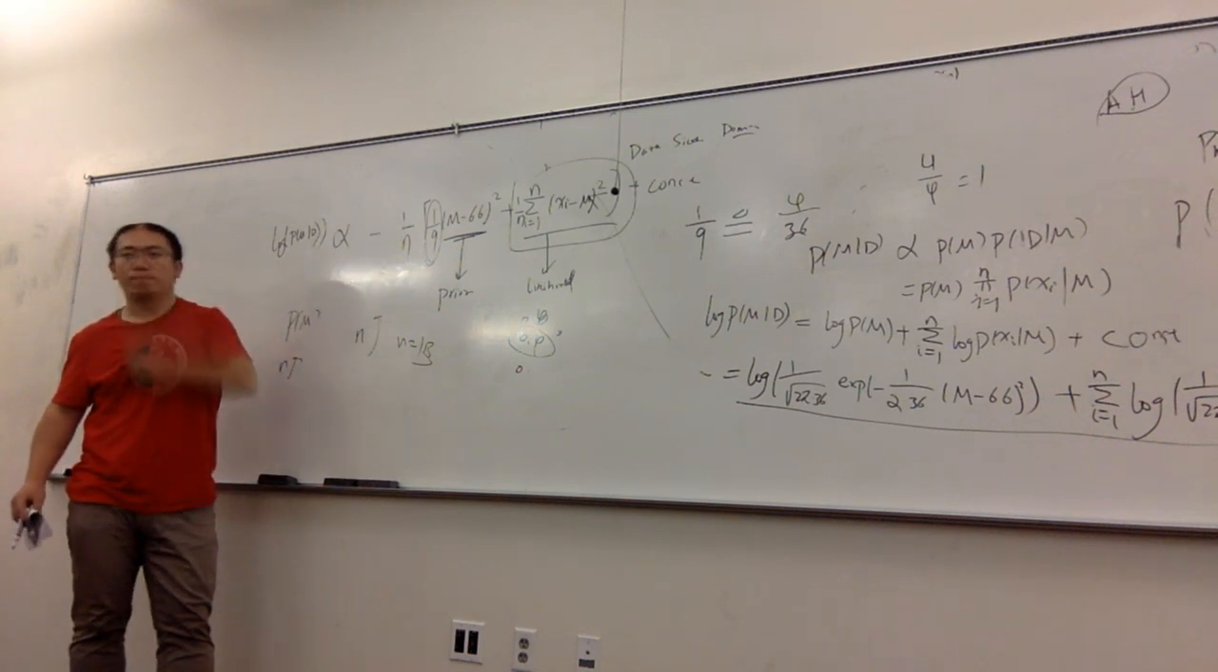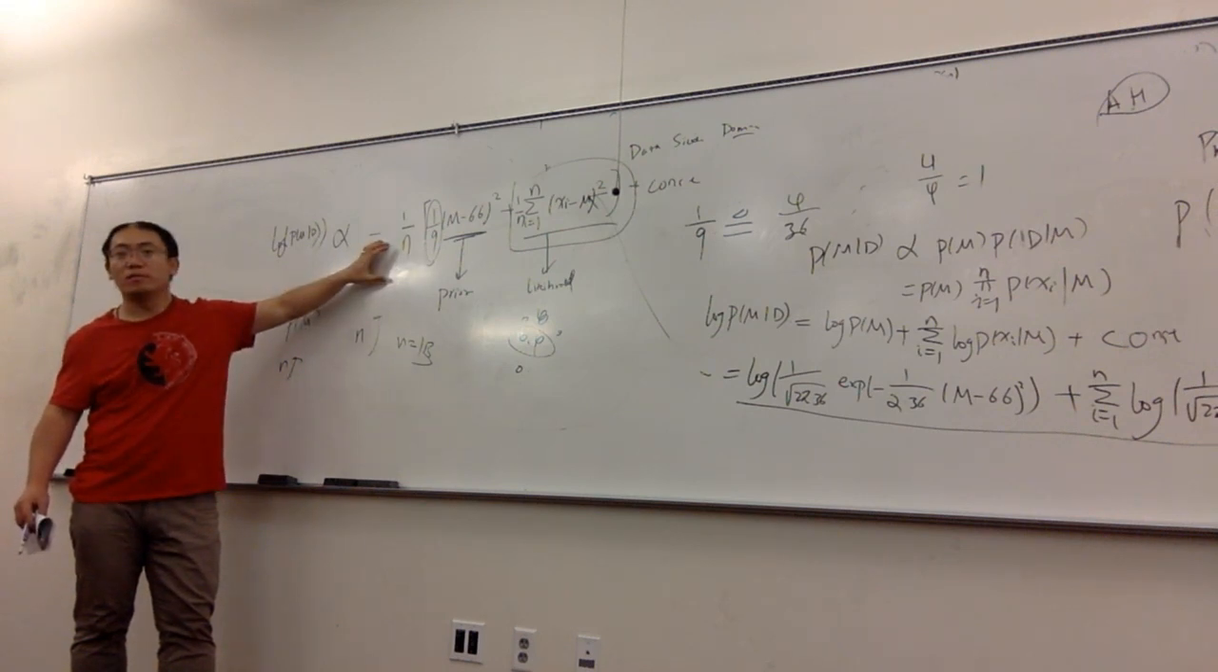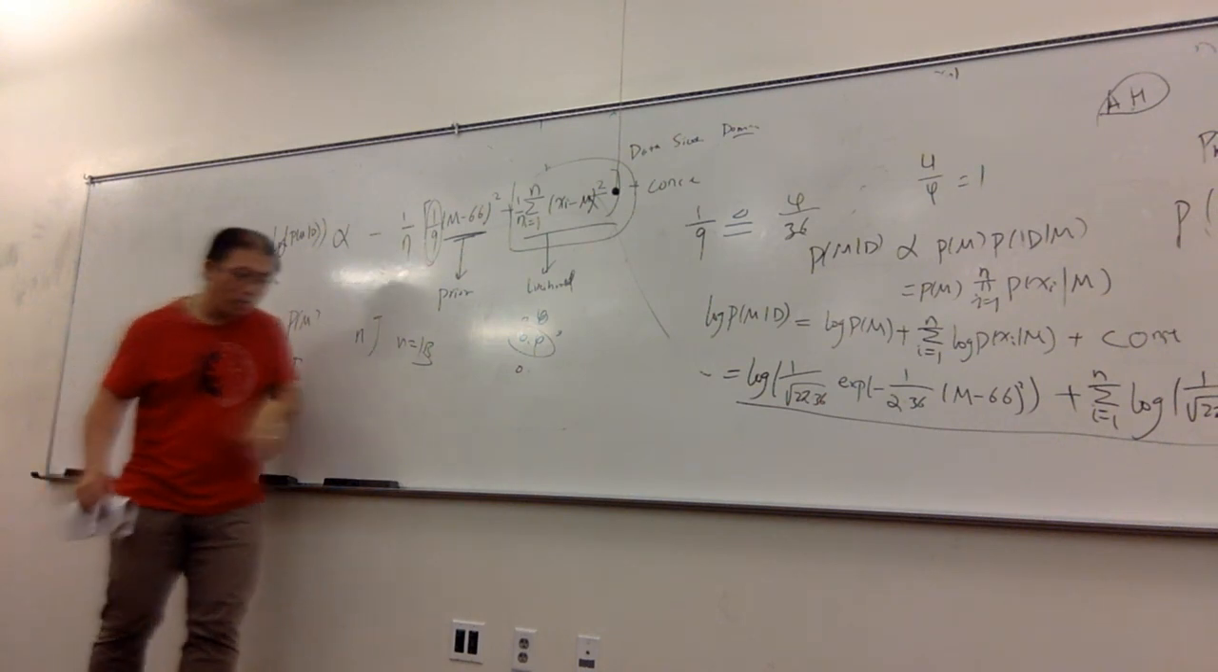Can you predict what n is? N is the number of data points. Can you predict how much you need to make sure you don't need the prior, so you have the correct model? Yeah, that's a very interesting question.